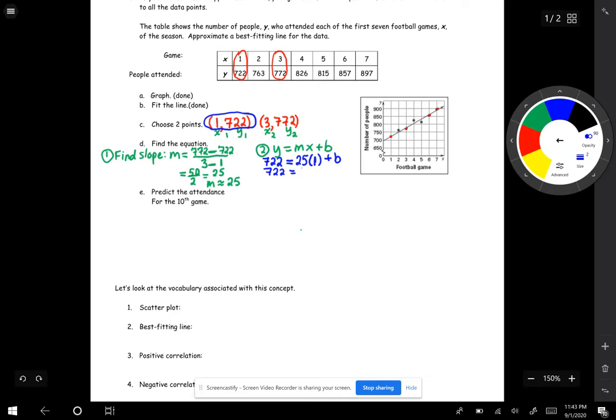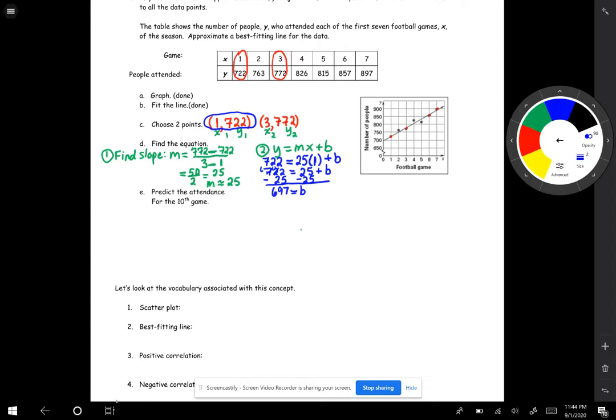722 equals 25 times 1. Please don't add those two numbers. When they're numbers next to each other without a plus sign, and it clearly shows the parentheses, you're multiplying. So 25 plus b, subtract 25, and 722 minus 25 is 697, and that is b. And remember, that's an approximate for b also.